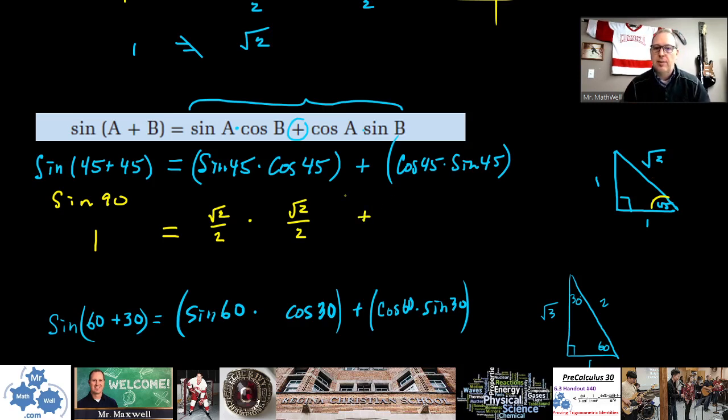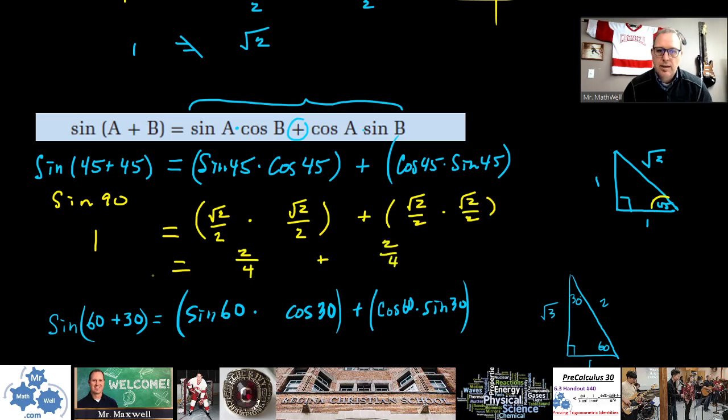Plus, now I'm going to multiply this as well. So cos of 45 now, well, root 2 over 2 times root 2 over 2. What do we get? Root 2 times root 2 is just plain old 2. 2 times 2 is 4. And it's the same thing over here. Now, 2 over 4 we know is 1/2. So if that's 1/2, and this is 1/2, I have 1/2 plus 1/2 equals 1. That is true. So this is verified with one example.